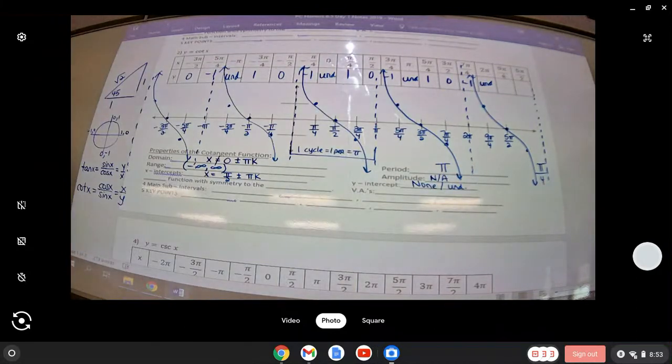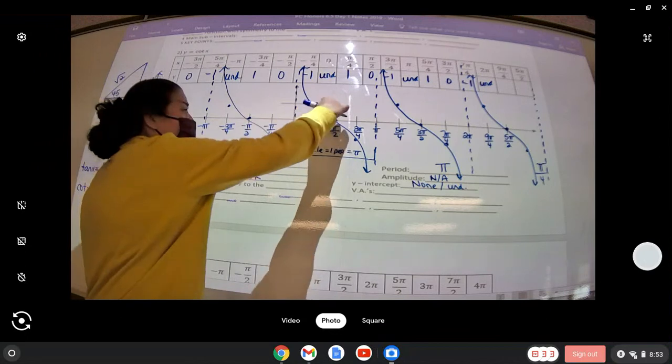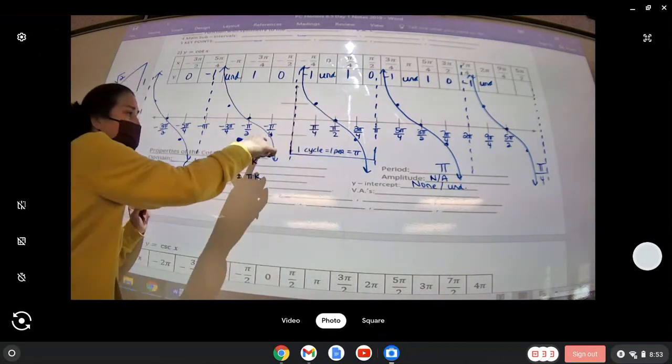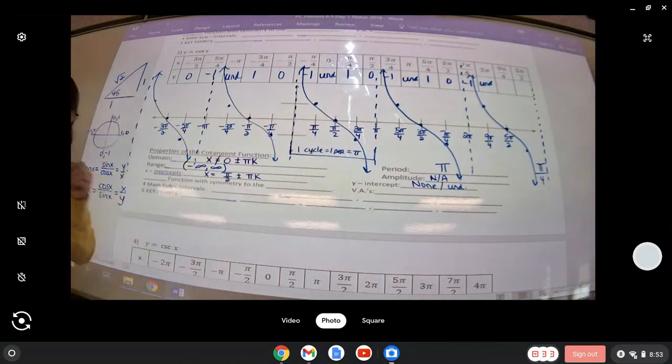The cotangent, just like its reciprocal, is an odd function with symmetry to the origin. For every point (x, y) that lives on its graph, so does the opposite of x, the opposite of y. Go ahead, Michael.